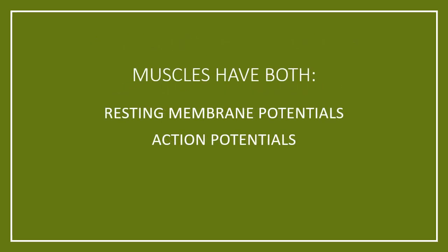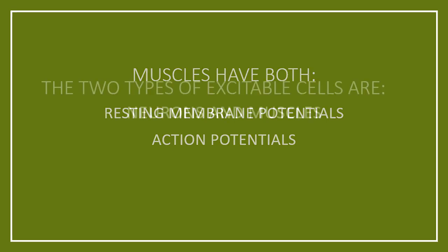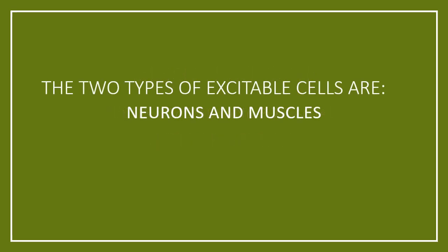Muscles have both resting membrane potentials, and they can have action potentials. And the action potential is what triggers the muscle to contract. And there are only two types of excitable cells in the body, and that would be neurons and muscles.